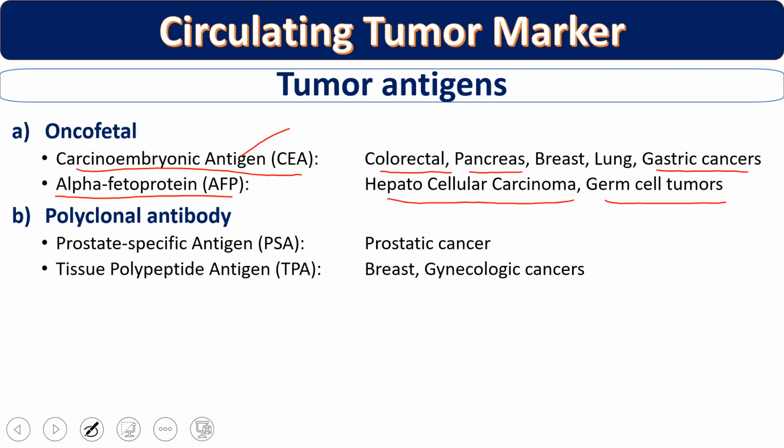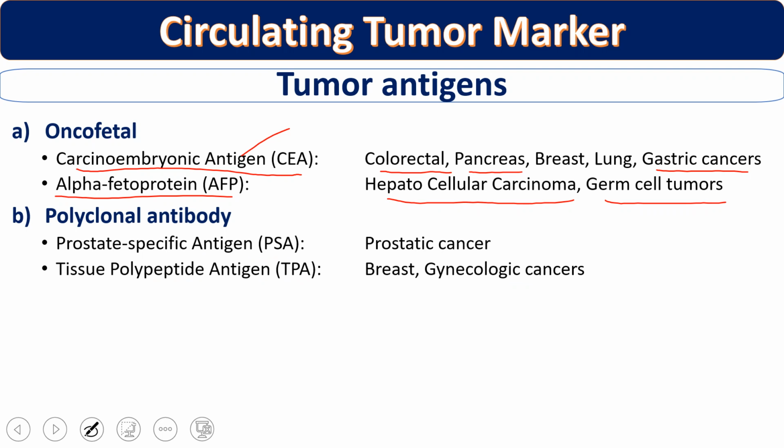Second class is polyclonal antibody. As we normally know with polyclonal and monoclonal, when we have only one type of binding capacity, that is called monoclonal. When there are different types of antibodies with different binding sites, different antigenic sites, that is called polyclonal. These two are prostate specific antigen, also known as PSA, and tissue polypeptide antigen, that is TPA. These two are polyclonal antibodies.